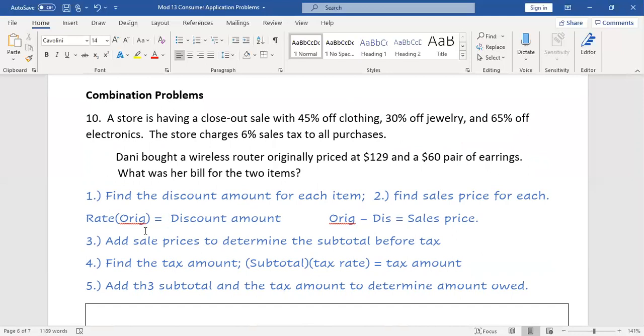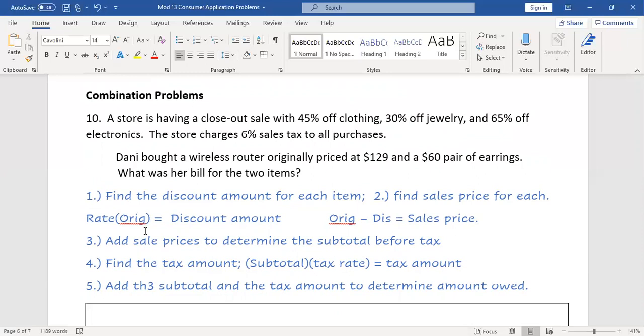Okay, now we've got a combination problem. So we have a lot of different things going on here. This particular store is having a closeout sale with 45% off clothing, 30% off jewelry, and 65% off electronics. The store charges 6% sales tax to all purchases. So Danny bought a wireless router originally priced at $129 and a $60 pair of earrings. What was her bill for the two items?